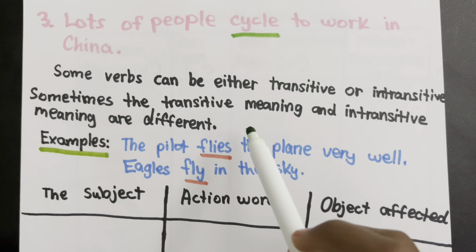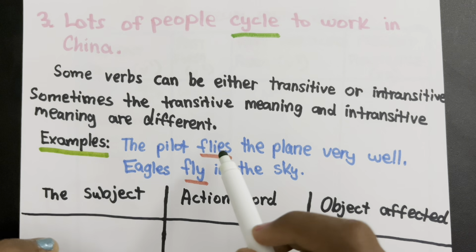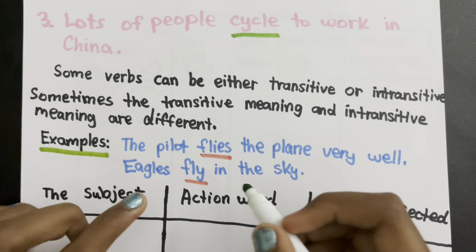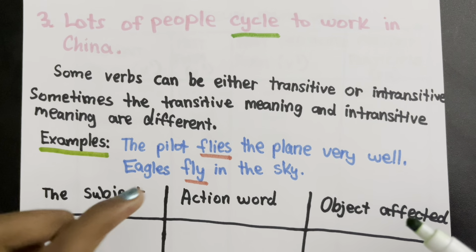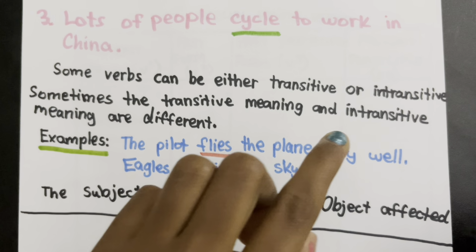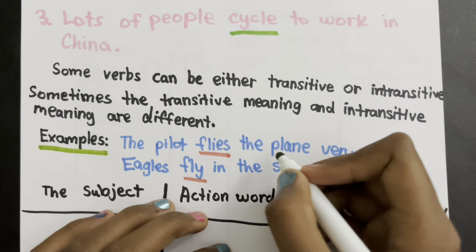Some verbs can be either transitive or intransitive. Sometimes the transitive meaning and intransitive meaning are different. Some verbs are transitive and intransitive, but they have different meanings. For example, the pilot flies the plane very well. In this sentence, flies is the verb, pilot is the subject and plane is the object. What do you think, is it transitive or intransitive? Yes, transitive, because there's an object in the sentence, plane.